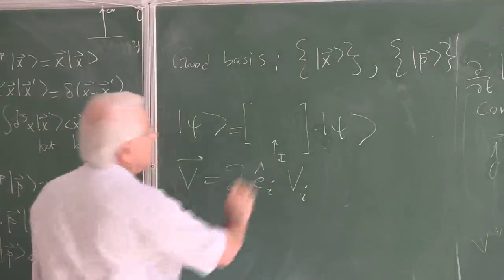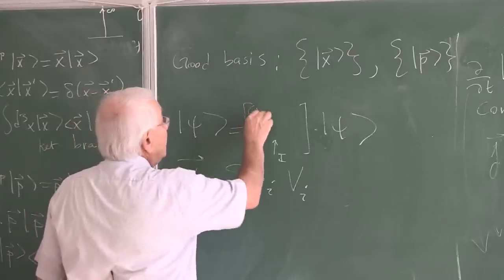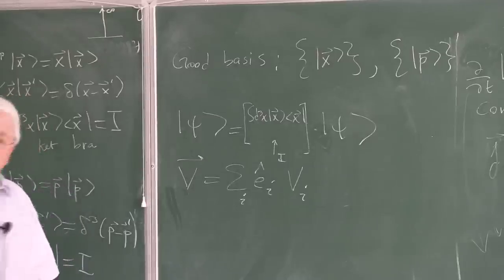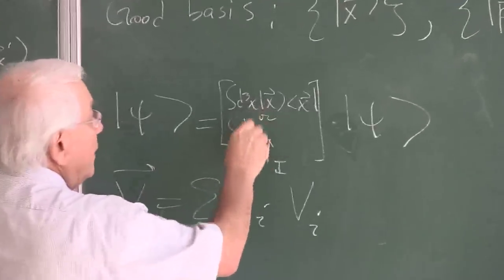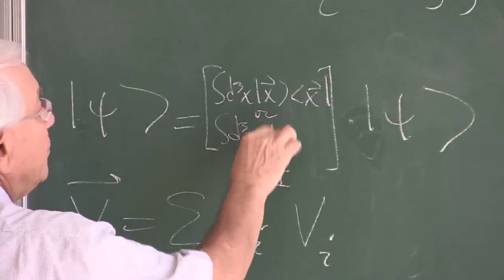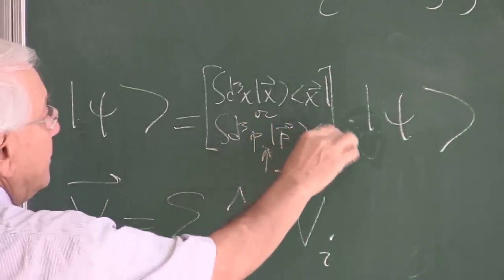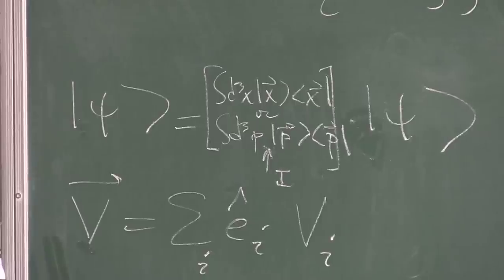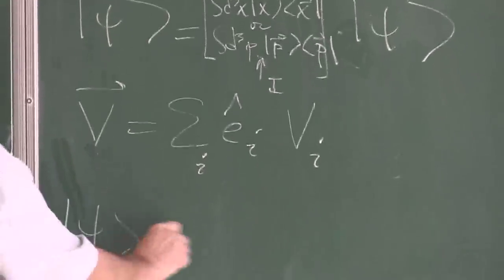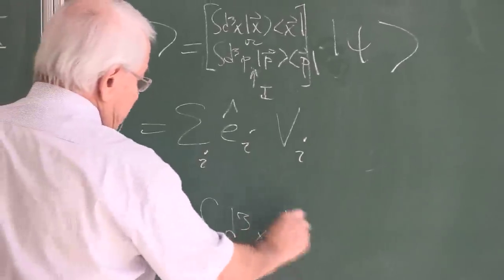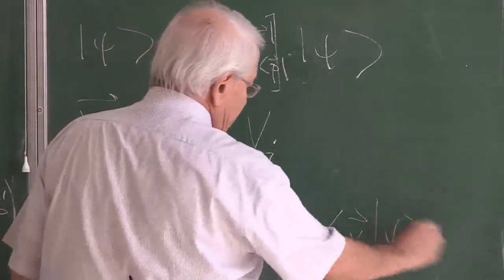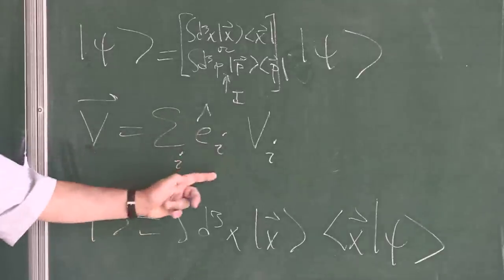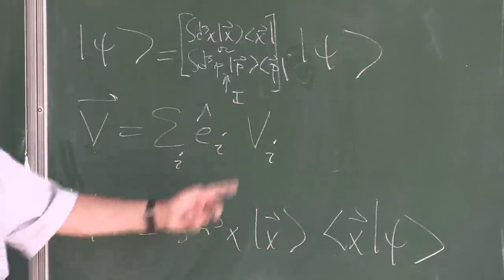And what is the natural identity in here? I can think of inserting either this completeness, I know that this is the identity, right? Or another identity, d cube p, |p><p|, or the energy, if you want to use the energy notation. Let's take the first one. What is the first one? The first one is d cube x |x><x|psi>. Here it is. Compare: sum, continuous sum, basis vectors, complete and orthonormal indeed, and coordinates.